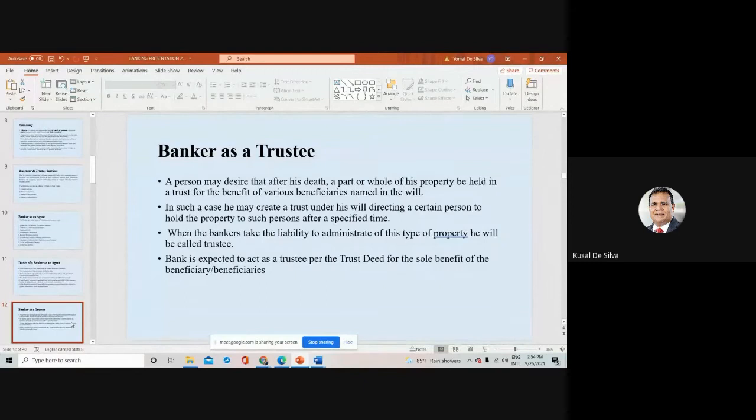In such a case, he may create a trust under his will, directing a certain person to hold property for such person after a specified time. When the banker takes the liability to administer this type of property, he will be called a trustee.